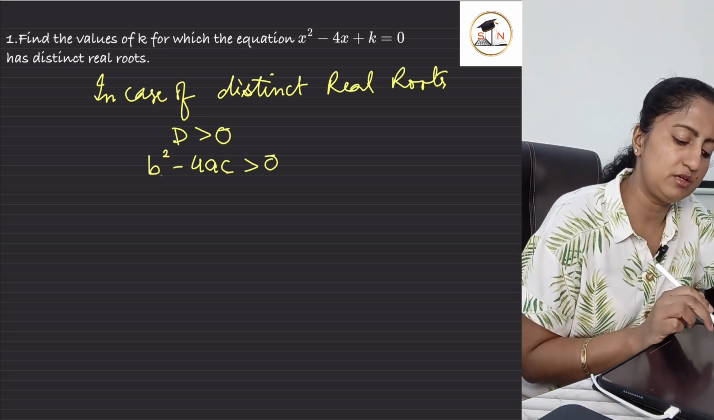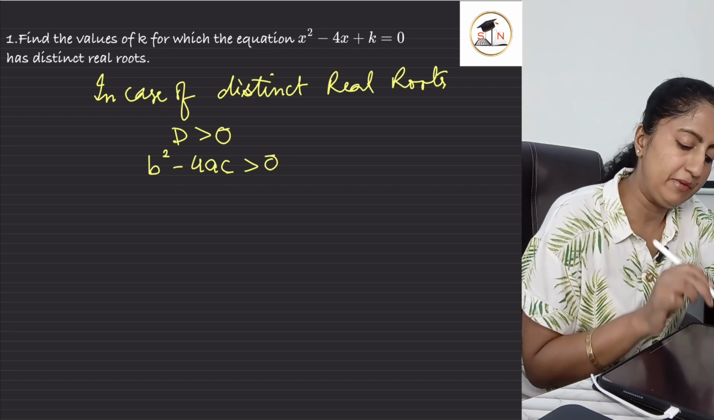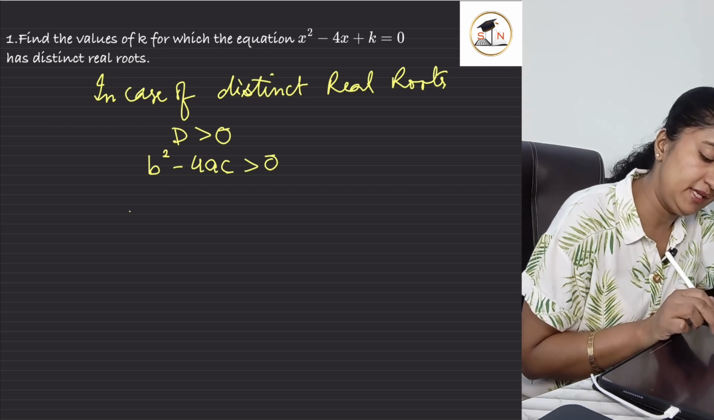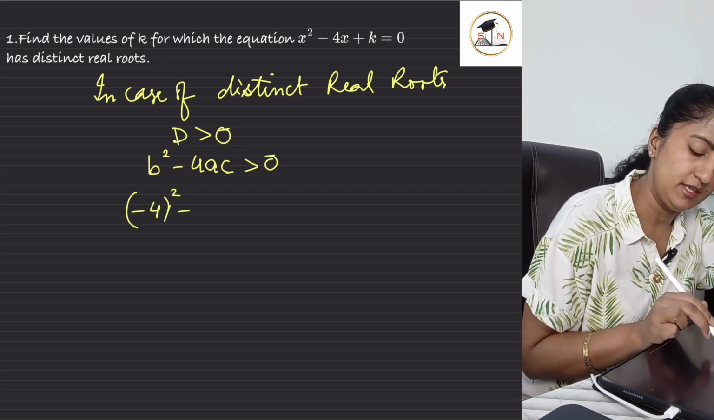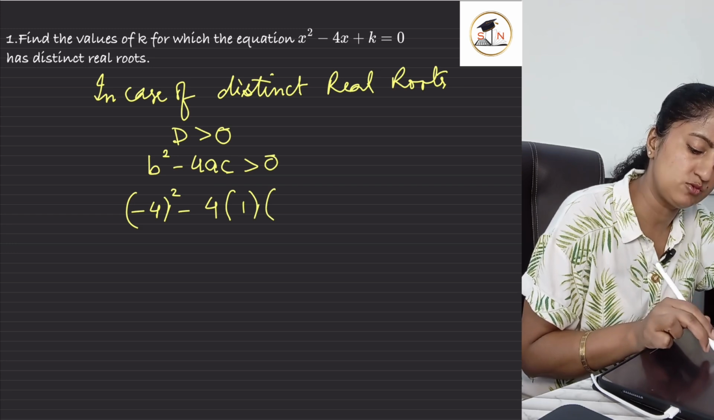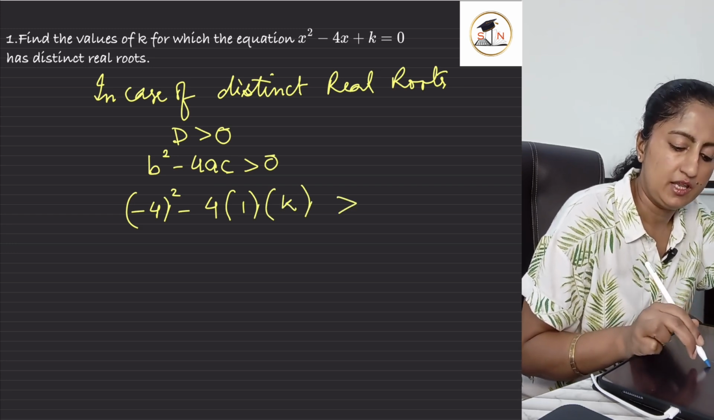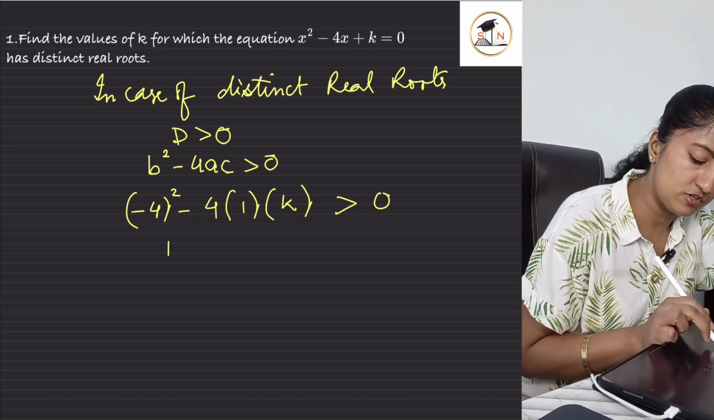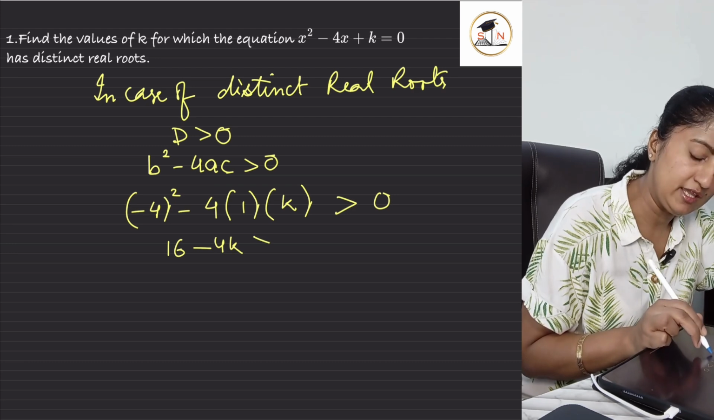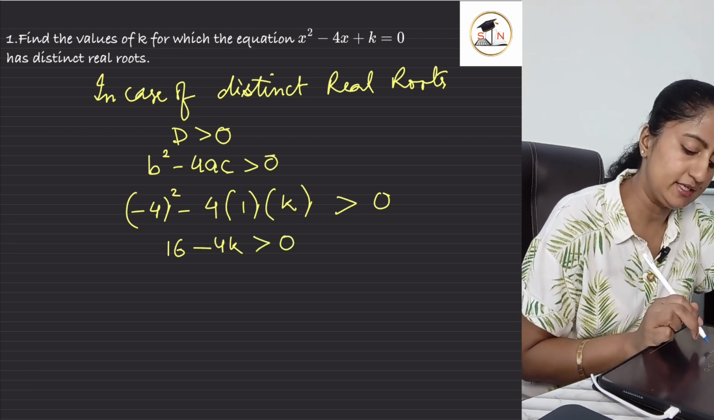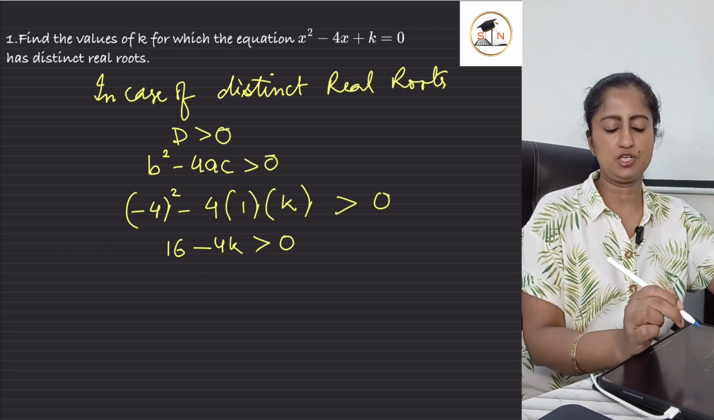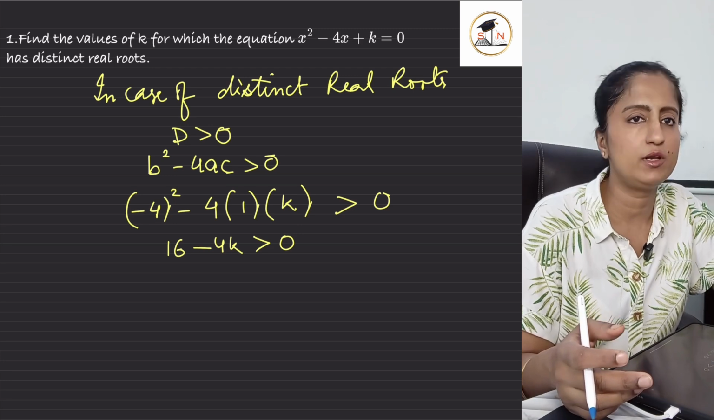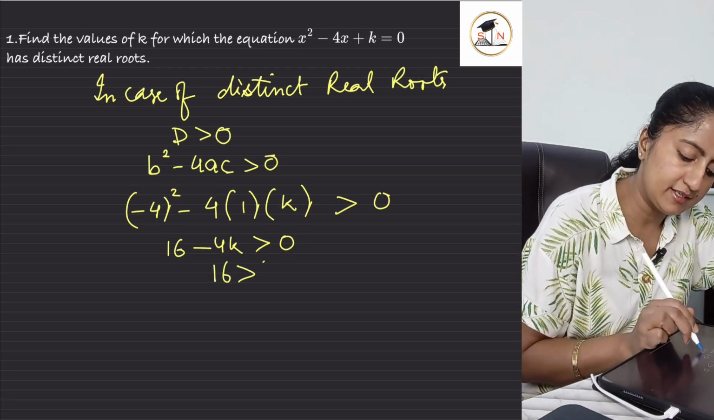Now, we are going to plug in the values of B, A and C from the given quadratic equation. Now, what is B? B is minus 4. Then minus 4 times A is 1 and C is K. It has to be greater than 0 as a precondition. So now we'll solve. Minus 4 square is 16 minus 4K greater than 0. What do we get? If it had been an equation, you would have just taken 4K to the other side. And we are going to do the same thing over here also. So 16 greater than 4K.